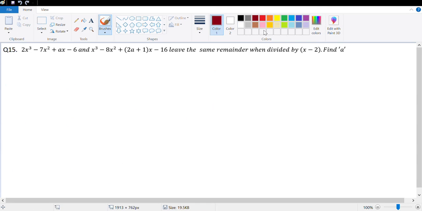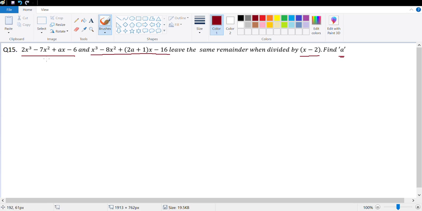That's question number 15. It says the polynomial 2x cubed minus 7x squared plus ax minus 6 and the second polynomial x cubed minus 8x squared something something leave the same remainder when divided by x minus 2. We need to figure out the value of a. What is that remainder? Not given. But both of them leave the same remainder when they are divided by x minus 2.